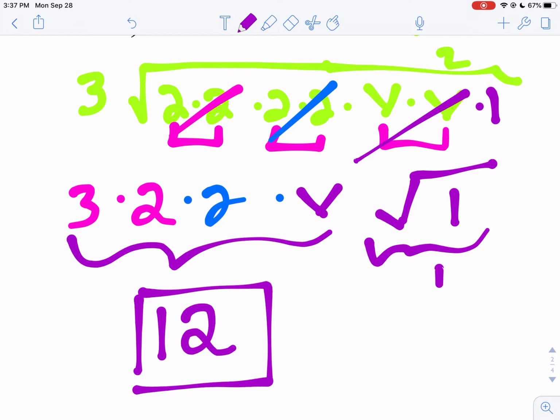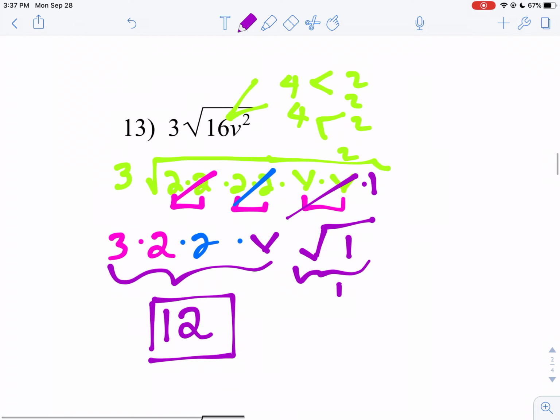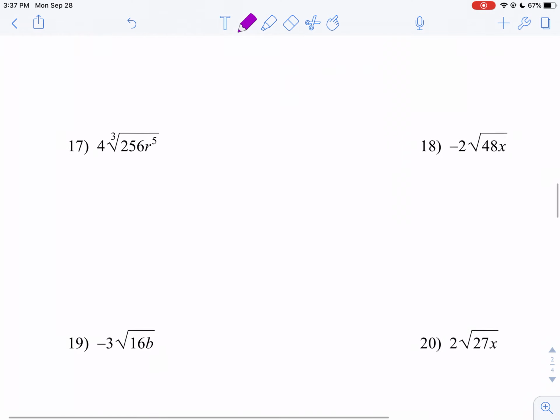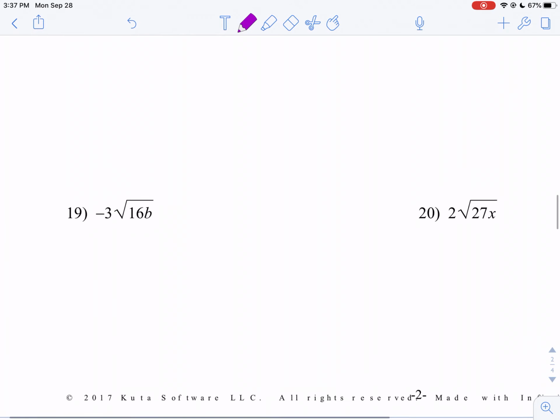Okay, so I'm glad I went over this one. Let's see, anything else? I think everything else should be doable, pretty doable.